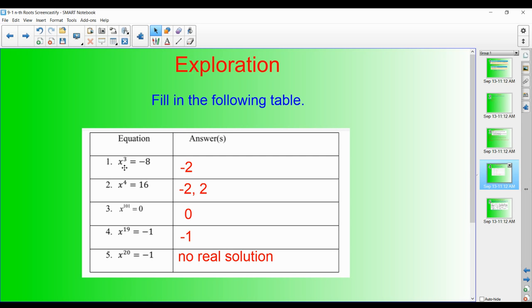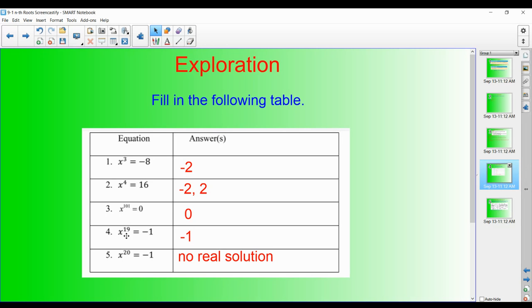X cubed equals -8 means a number multiplied by itself three times has to be negative. So this has to be a negative number. My solution to this is always going to be a negative number. Now, if I raise something to an even power, I'm always going to get a positive number, and there are two possibilities for it. A number raised to an even power getting me a positive, there's two ways to do it. Now, to get 0, x has to be 0. The only thing raised to a power to get you 0 is 0.